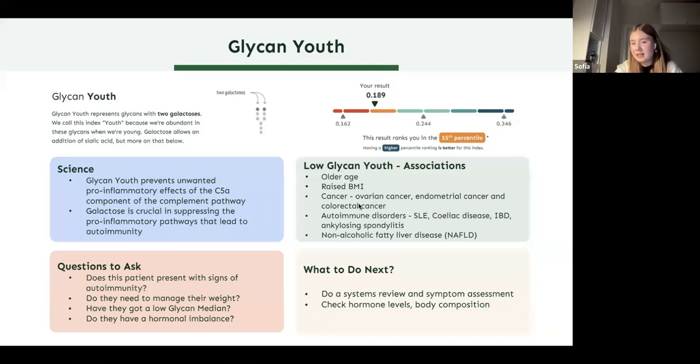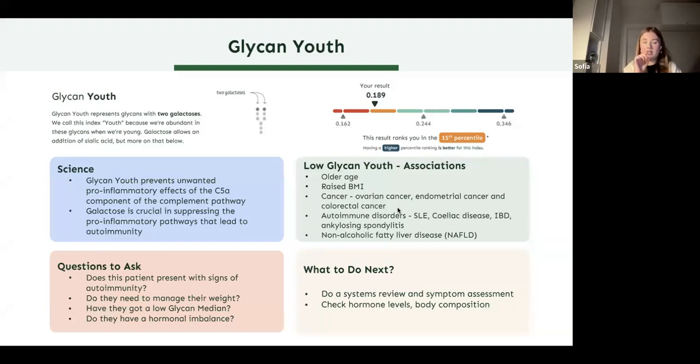So it makes sense that a low glycan youth result, or a bad glycan youth result, is associated with autoimmune disorders such as lupus, celiac disease, IBD, both Crohn's and ulcerative colitis, ankylosing spondylitis, and others. It is also associated with older age, with a raised BMI, and with different cancers. So ovarian cancer, endometrial cancer, and colorectal cancer.